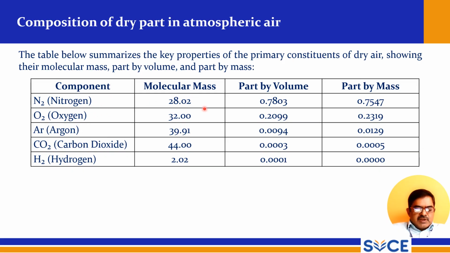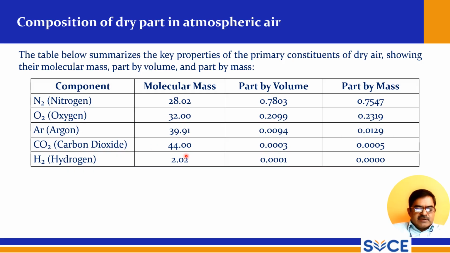N2 nitrogen, molecular mass 28.02, part by volume 0.7803, and part by mass 0.7547. Oxygen, molecular mass 32, part by volume 0.2099, and part by mass 0.2319. Argon, Ar, molecular mass 39.91, part by volume 0.0094, and part by mass 0.0129.